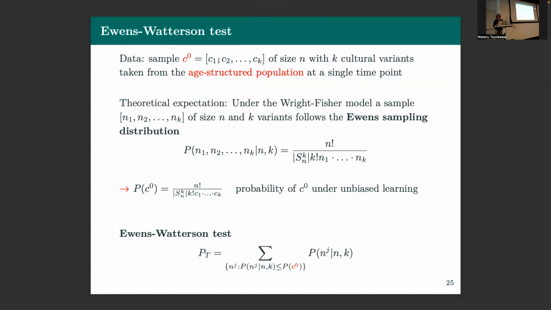Because we have this fantastic mathematical theory, we know that under the Wright-Fisher model, a sample of size n containing k variants follows the so-called Ewens sampling distribution. That's an absolutely wonderful result. It's one of my favorites. So given any sample, we know the probability that it could have been produced via unbiased transmission, via the Wright-Fisher process. Now at the bottom of this equation, we simply sum up the probabilities of samples taken from the Ewens sampling distribution that have a probability smaller than our observed sample. So we calculate this tail probability, and if it is large, we have nothing to say against unbiased transmission. If it's small, we reject it. That's the structure, a kind of simple hypothesis test.